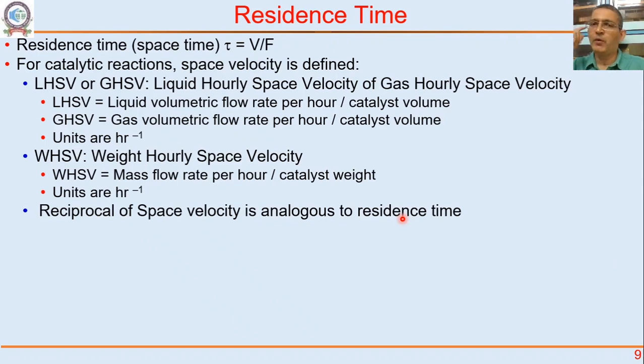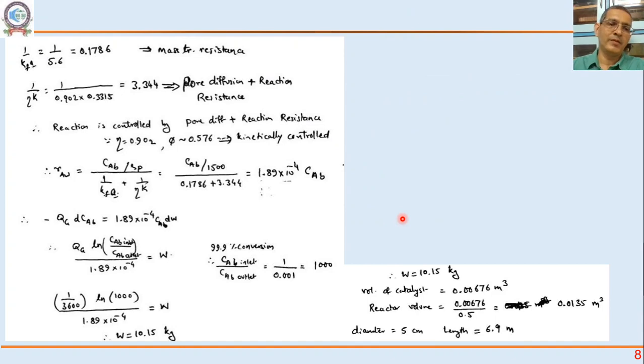Okay, a little bit about residence time. This weight of catalyst divided by this Qg, I can define like a residence time. Or Qg divided by weight, I can write. It will be like velocity.